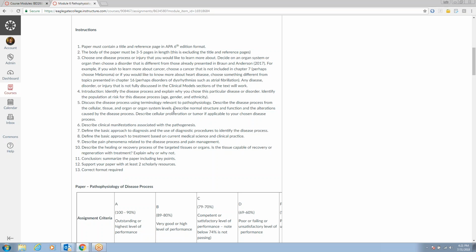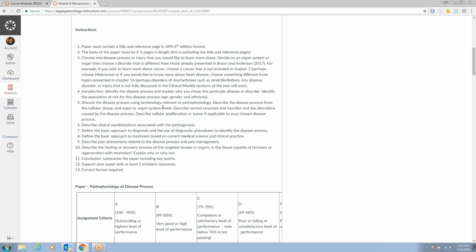Now, depending on what you choose, you may not have a cellular part, or you may not have a tissue. Right now, I'm thinking about doing appendicitis, so I will be at the organ level. And if there are surrounding tissues involved, I can bring that up. If I chose atrial fibrillation, I would have more on the cellular level because it's electrically conducted through the heart, and I'll talk about the specific cells involved, and the different tissues, the muscle tissue of the heart, and the organ is the heart, and then the circulatory system would be my organ system.